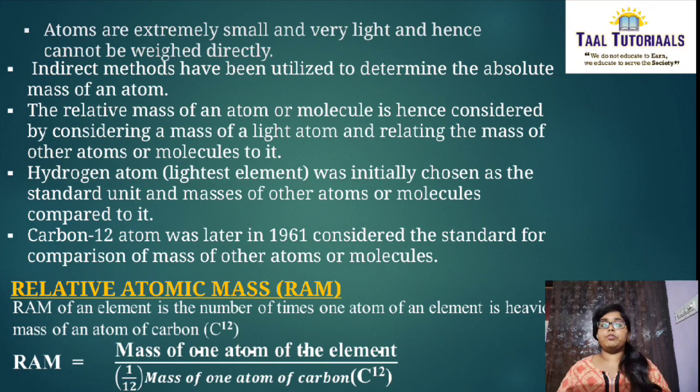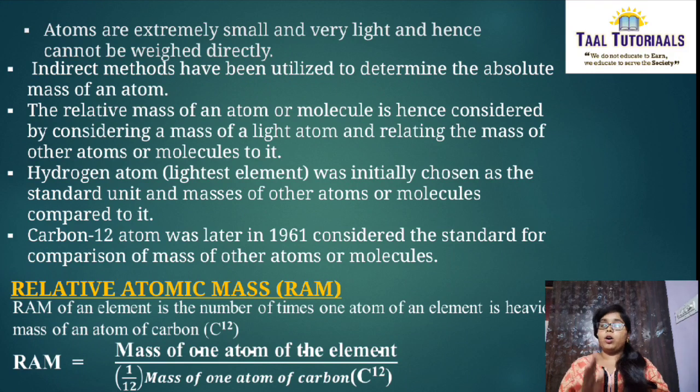Okay, the relative mass of an atom or molecule is determined by considering the mass of a lighter atom and relating the mass of the other atom or molecule to it. We consider the mass of a light atom and then the mass of the molecule, and so we will know the mass of an atom. For that, the hydrogen atom was initially chosen as the standard unit and the masses of other atoms or molecules were compared to it.